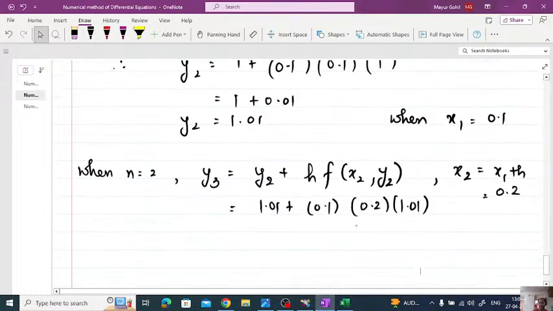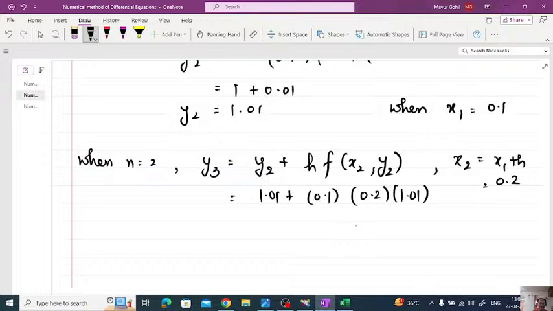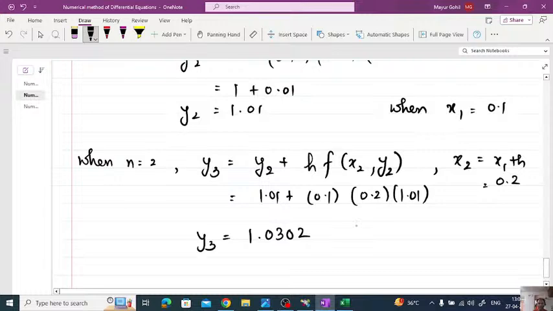So on calculation we'll get some answer. Let us calculate this. So it is 1.01 plus 0.1 into 0.2 into 1.01. In here it is 1.0302 y3.